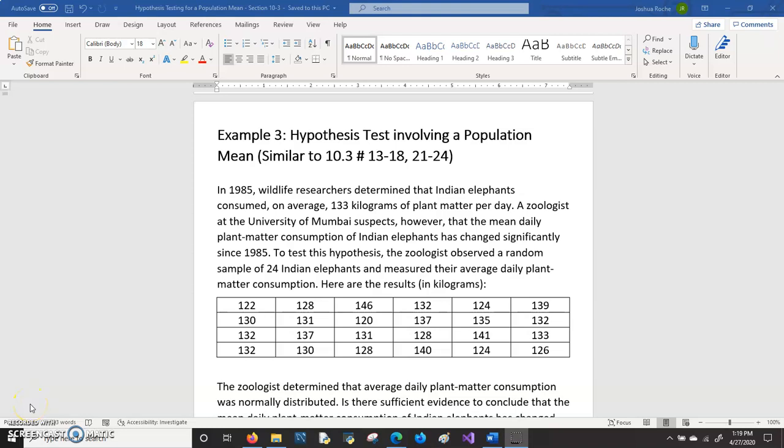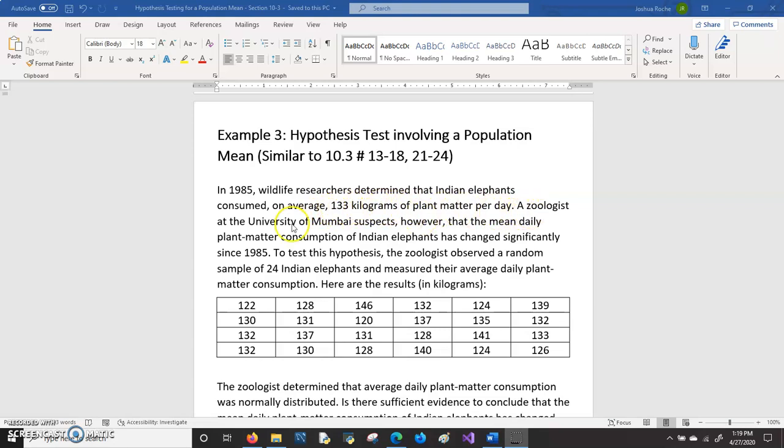In this video, we'll take a look at a third example of a hypothesis test involving a population mean. Again, this is similar to section 10.3, exercises 13 to 18 and 21 to 24. In 1985, wildlife researchers determined that Indian elephants consumed, on average, 133 kilograms of plant matter per day.